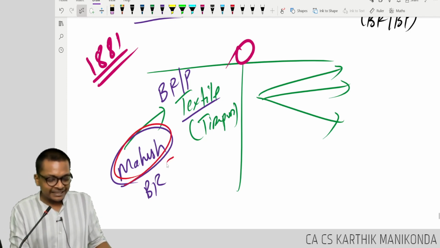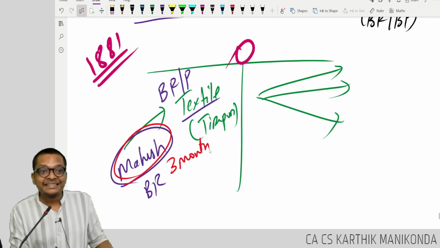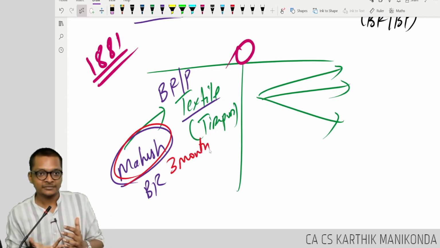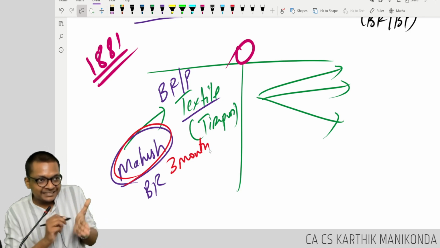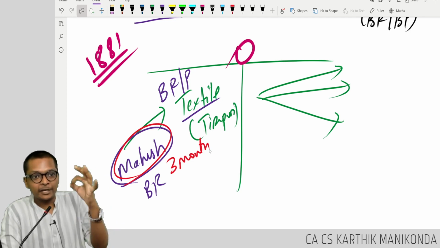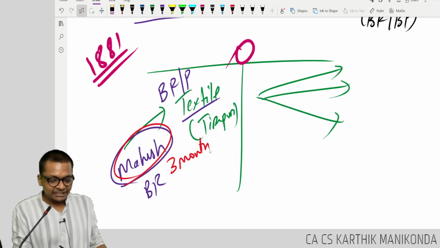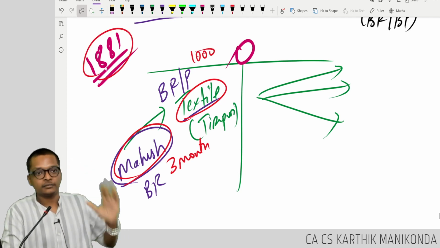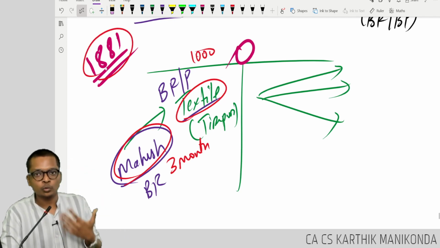So this bill is saying I will pay you after 3 months. That means now Srijit has goods in his hand without money, just by signing a bill. That bill is evidence that he will pay after 3 months. Let's say he purchased textiles for 1000 rupees. I'm talking about 1881 for 1000 rupees. Must be close to 1 crore today.